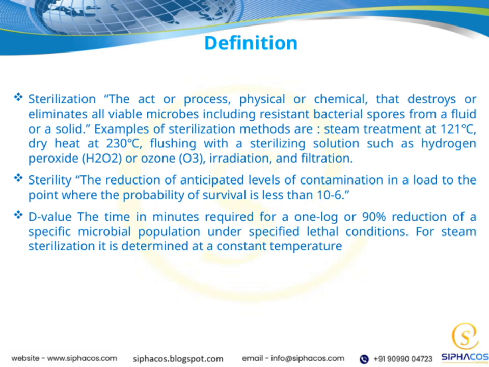There are several methods we use for sterilization. For example, steam treatment at 121 degrees Celsius is quite common, especially in medical settings. Dry heat at 230 degrees Celsius is another option, often used for instruments that can't be exposed to moisture. We also have chemical methods, like flushing with sterilizing solutions such as hydrogen peroxide or ozone, which are effective for delicate equipment. Additionally, irradiation and filtration are used, particularly for heat-sensitive materials.